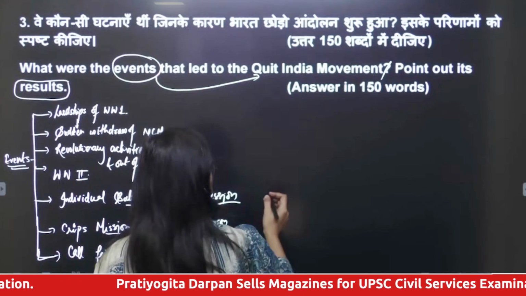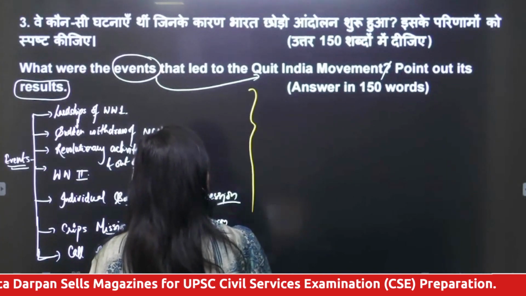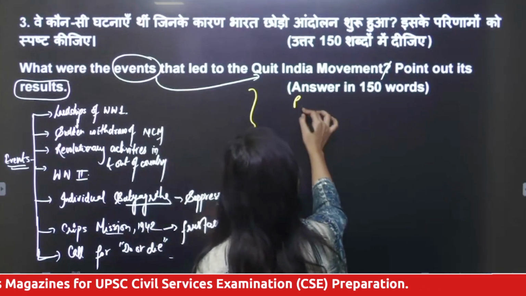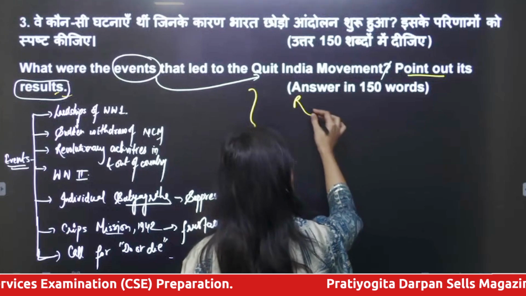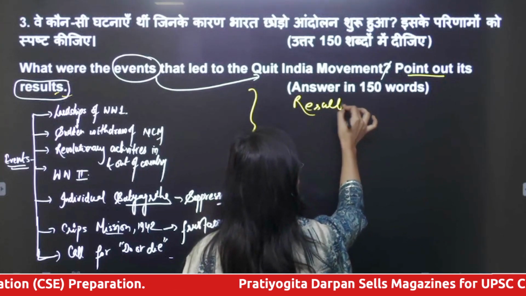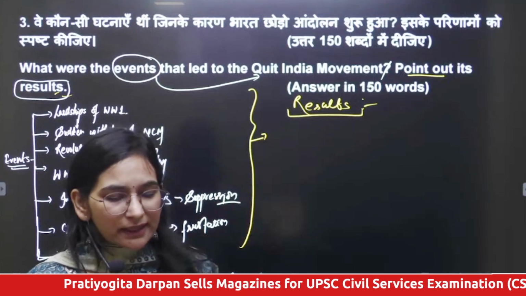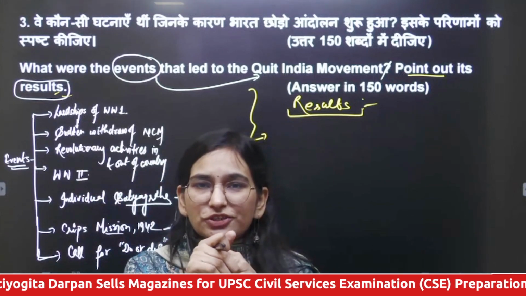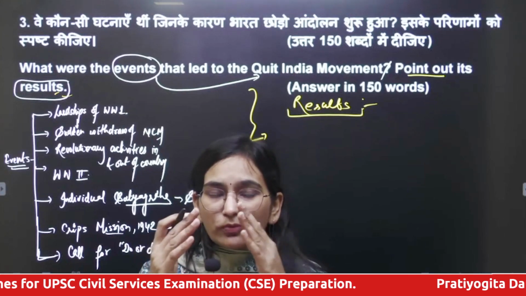So these events ultimately led to what? Some results. And now the second part is to point out its results. What were the results? 10 minutes.